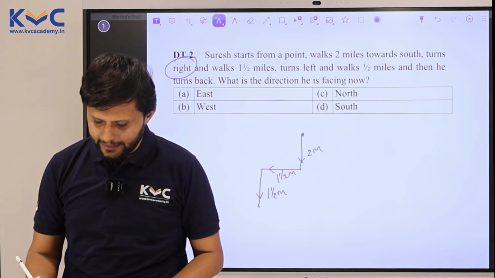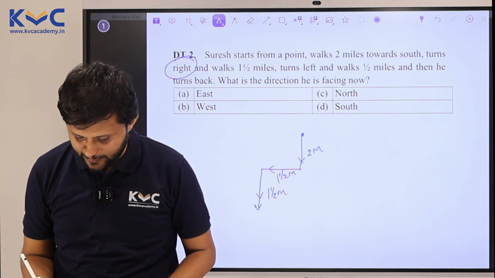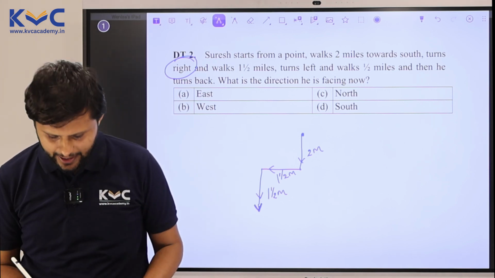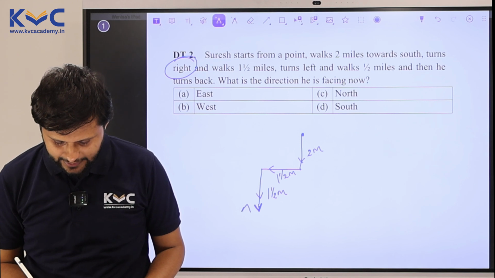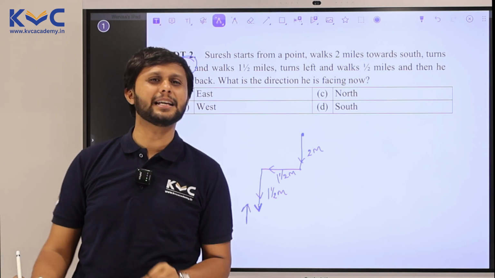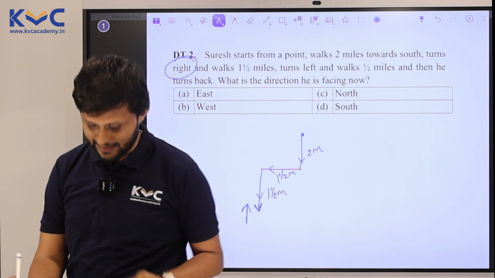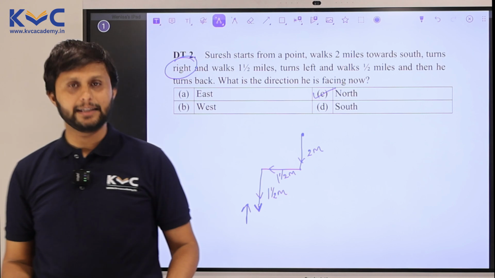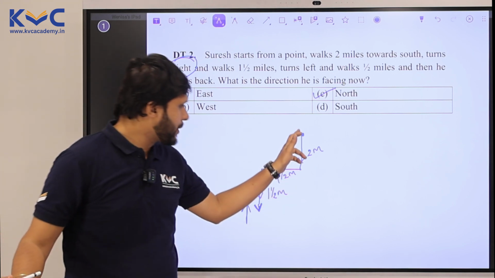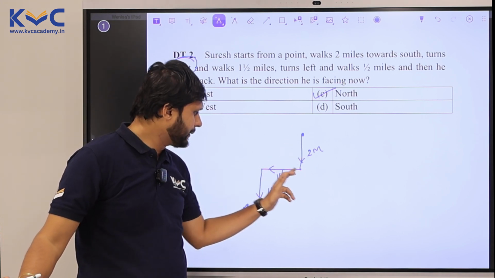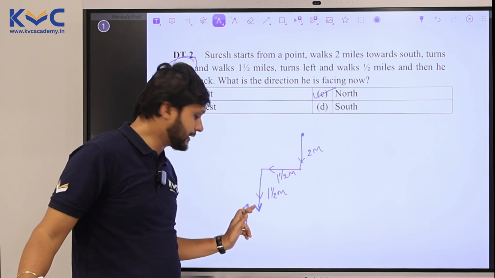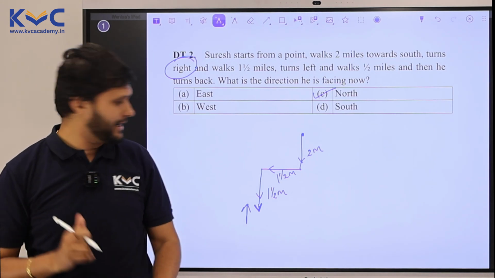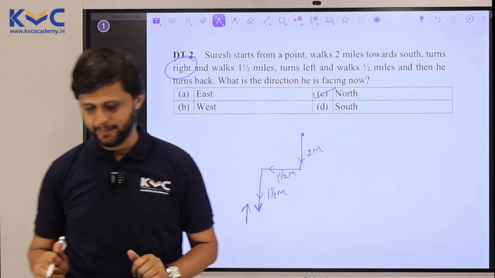And then he turns backwards. All of a sudden he was facing this side, he was facing the south side. He turns backwards, he turns around, and now he's facing which side? He's facing this side, this direction. Or which direction is this? Yes, it is north direction. Option C, north is the right answer. I hope it's clear. He was going to his south, then he took a right, then he took a left, and ultimately he just took a right about turn and he is now facing the north side.